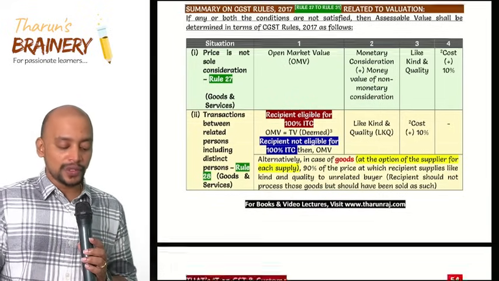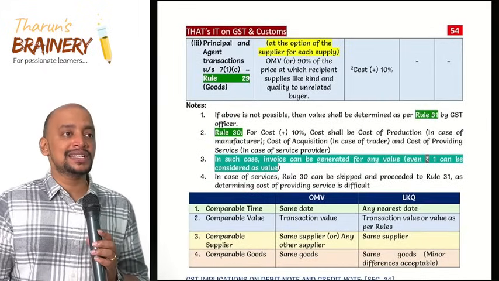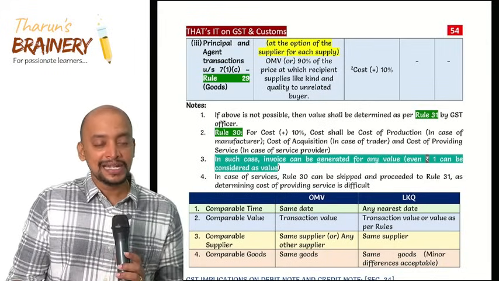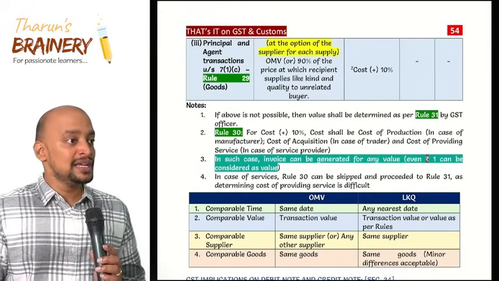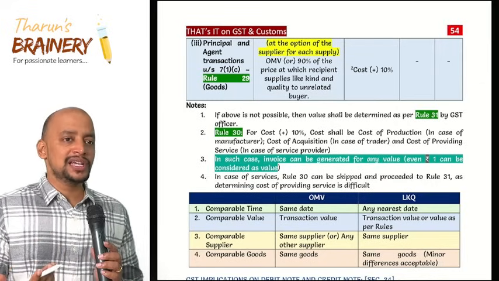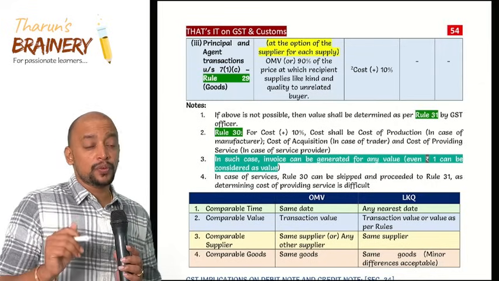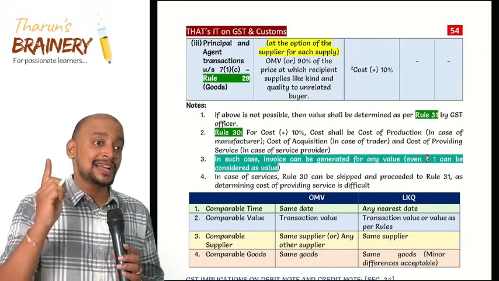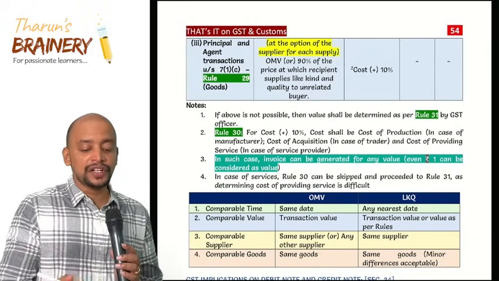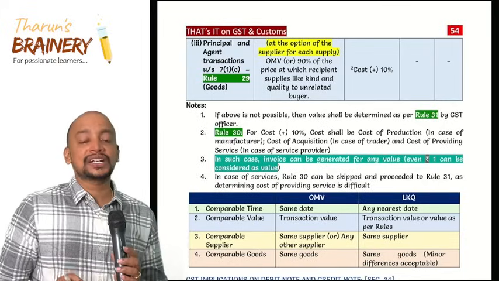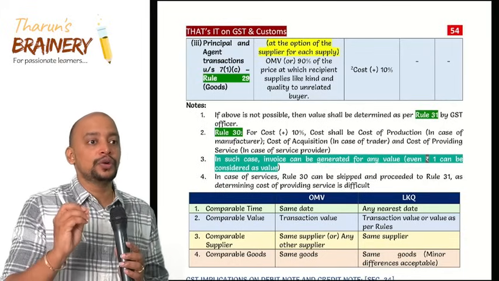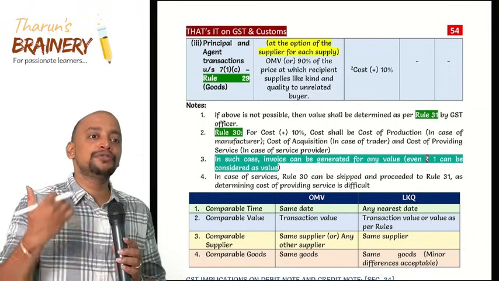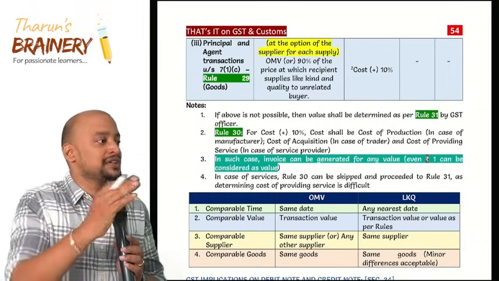Now, rule 29 says that whenever there is a transaction between principal and agent, then rule 29 is applicable. Sir, if there is a principal agent transaction with no consideration, logically we need to apply rule 29 only. But what if there is a principal agent transaction for a consideration, then transaction value is applicable. Even then should we refer to rule 29? Yes, because section 15 subsection 5 says for notified transactions for which the value has been decided in the rules, you need to follow the rules only, even though transaction value is applicable.